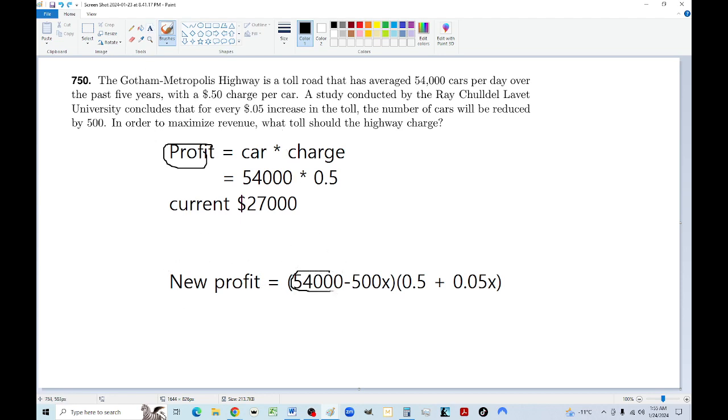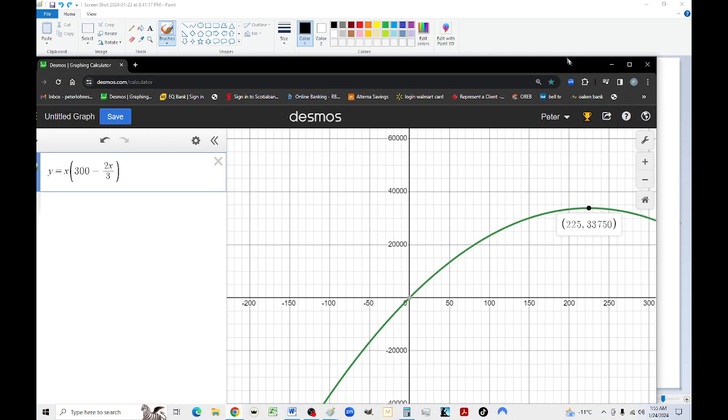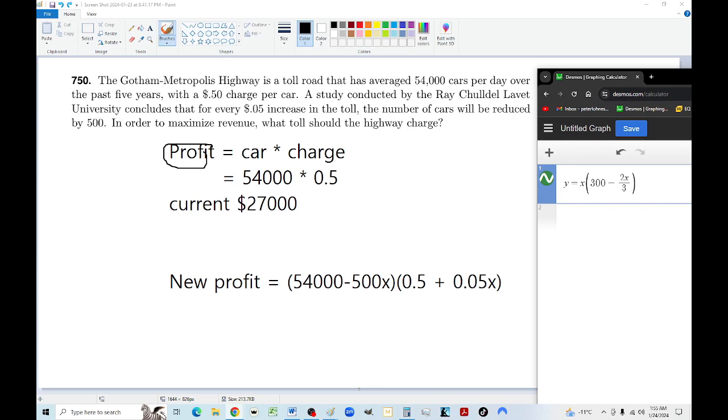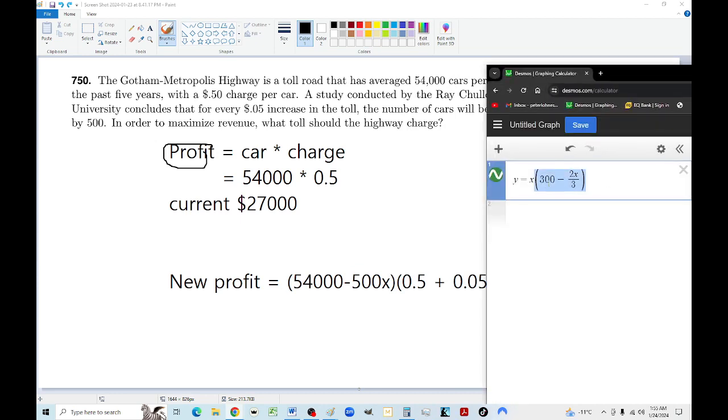Well, you take the original number of cars, and for every time you increase the price called X, we have to subtract 500 cars. But we also would take 50 cents and we would add 0.05 times X each time to figure it out. Now that's just my logical way of doing profit. Now don't panic because you're like, how did you come up with that? Let's look at what that's going to look like. It's going to be a parabola because it's x squared, right? So we're going to just put it in as it is, rough. Just see if we're right.